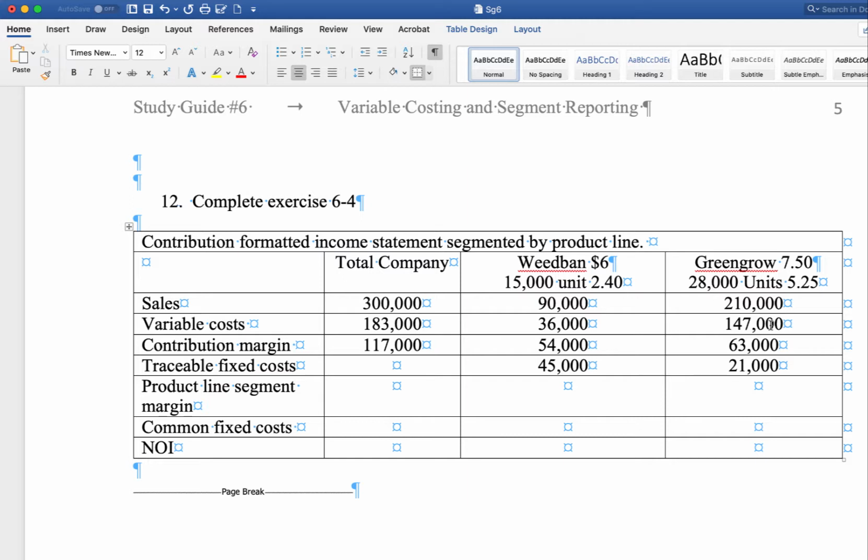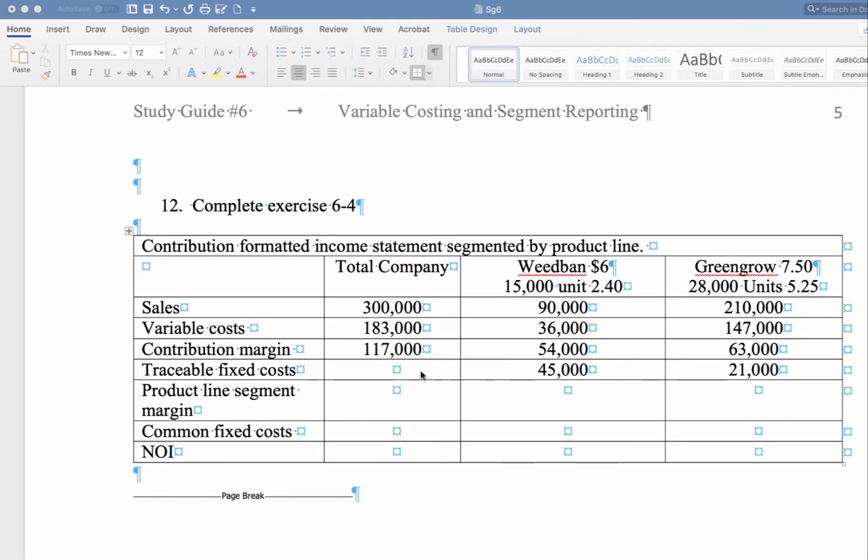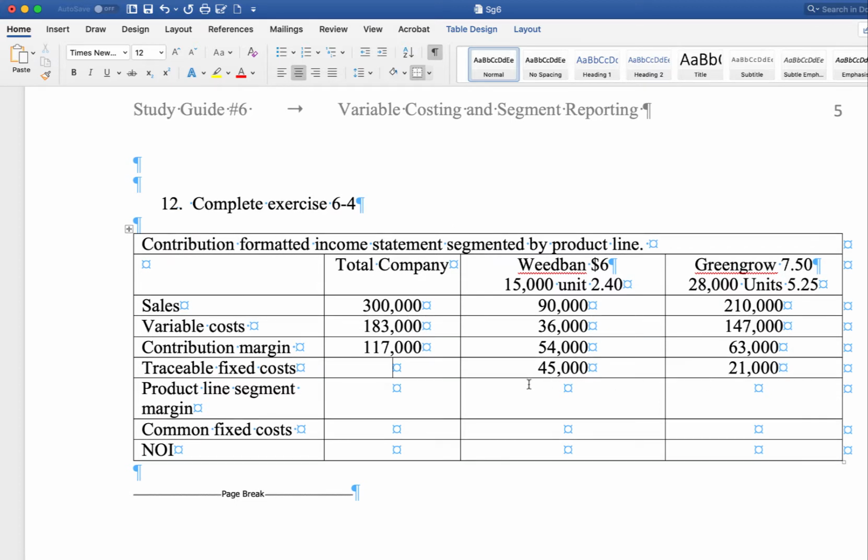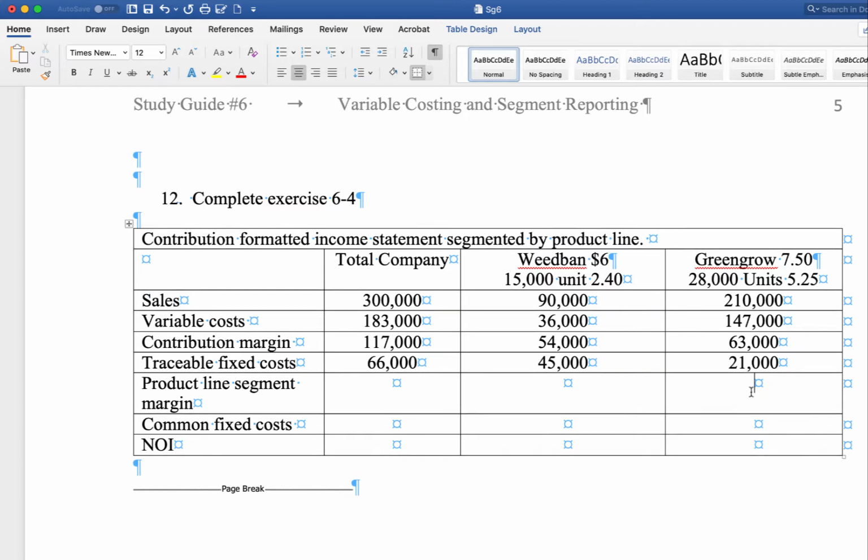If we get rid of Weed Ban, guess what? Those $45,000 of traceable fixed costs go away. So what then is our total traceable fixed costs? Well, that's easy. Just add them up, right? 21,000 plus 45,000 hopefully gives us $66,000. Okay, so now we can calculate the product line segment margin.